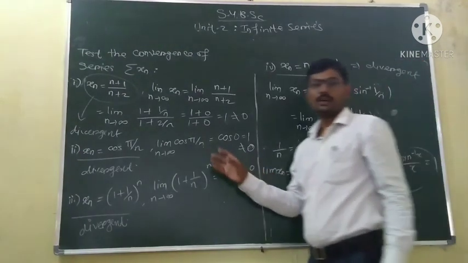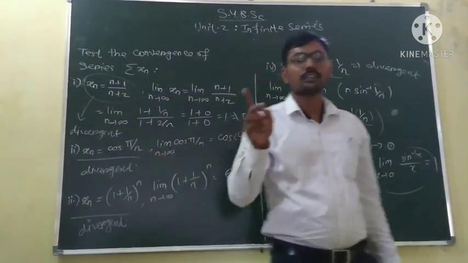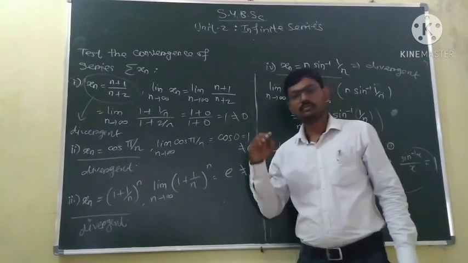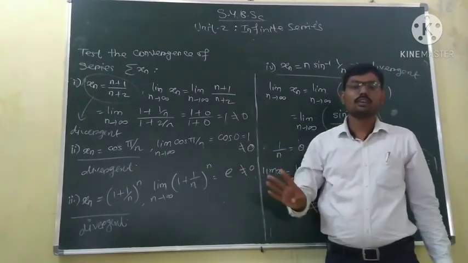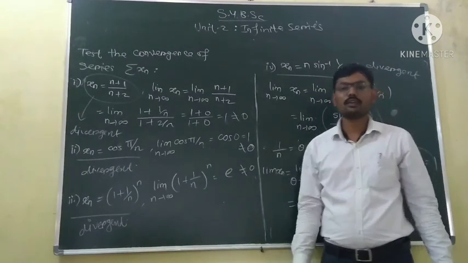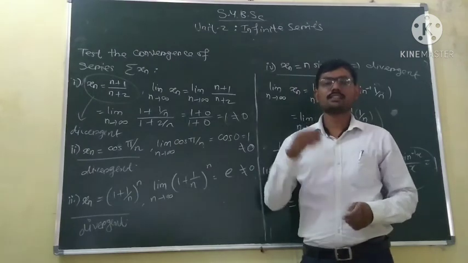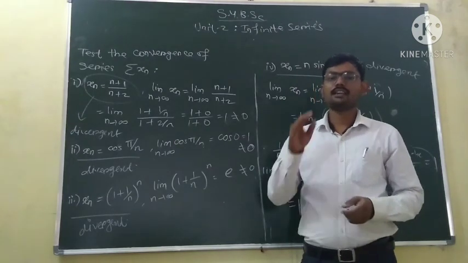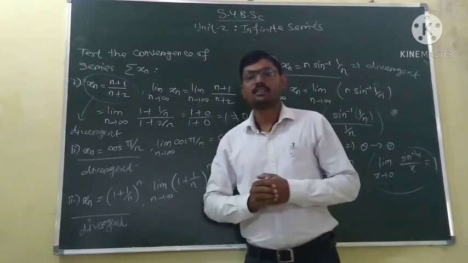Okay. This is the application of the necessary condition that we have seen: if the limit of the n-th term of the series is not equal to 0, then the series is divergent. Okay. So thank you. Hope you understand this concept of series and the criteria we have seen for convergence and divergence of the series.